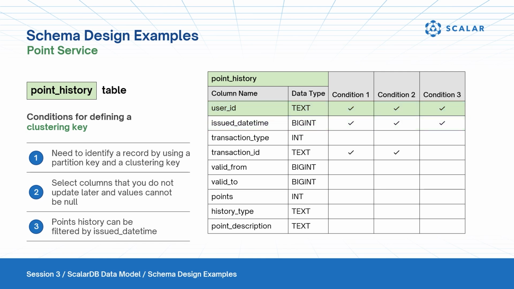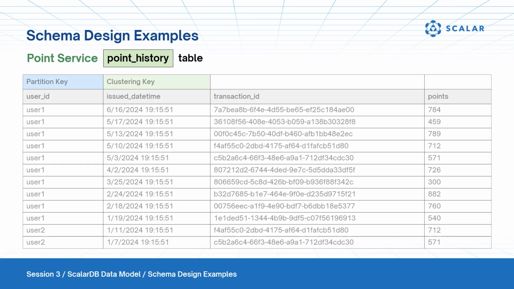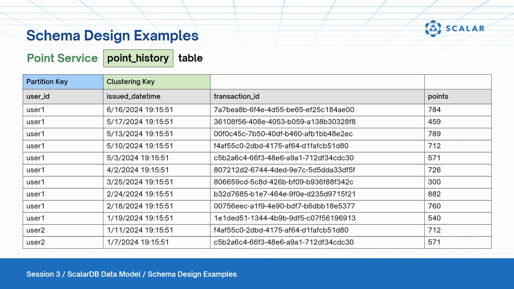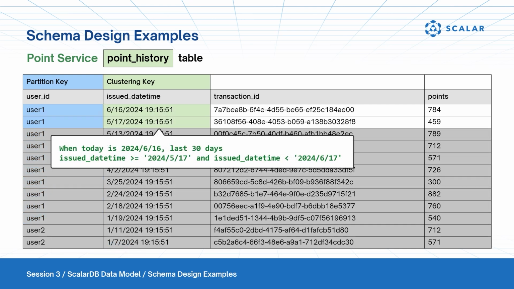As we want to use a range condition, transaction ID is not suitable as a clustering key. However, this value is unique within the system. It is useful for identifying the target record with a single column. Therefore, we define it as a secondary index. Let's check using sample records. Identify the partition or records using user ID as a partition key. We can filter records using range conditions: issued date time is greater than May 17, 2024, and issued date time is less than June 17, 2024.